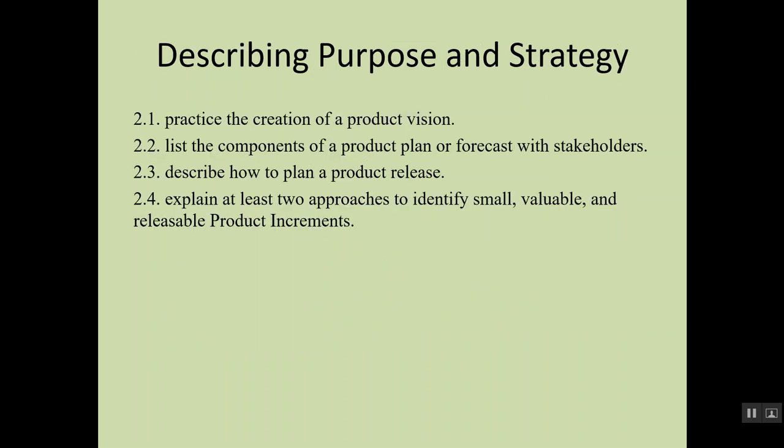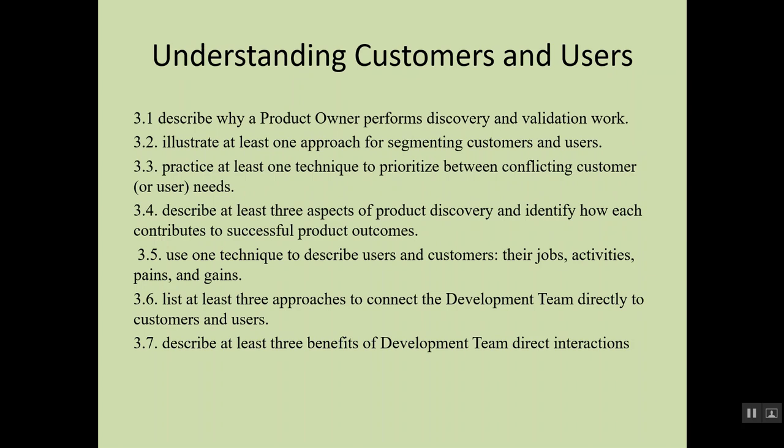Moving on to describing purpose and strategy. How does the product owner create the product vision? That is the first topic here. Then, what are the components of the product plan, or how does he forecast this product vision with the stakeholders? Then how the product owner plans a product release. Then some approaches to identify small, valuable and releasable product increments. That deals with describing purpose and strategy.